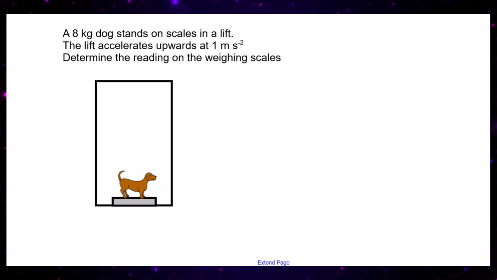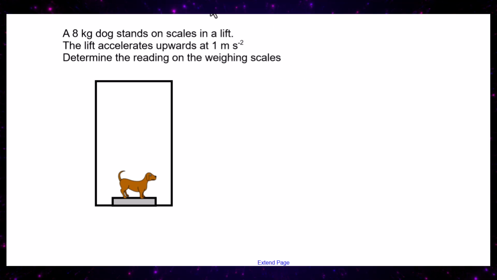An 8 kilogram dog stands on scales in a lift. The lift accelerates upwards at 1 meter per second every second. And we've got to determine the reading on the weighing scales. Well, remember, the reading on the weighing scales is a measure of how much the floor is pushing up on you. So there's two forces acting on that dog.